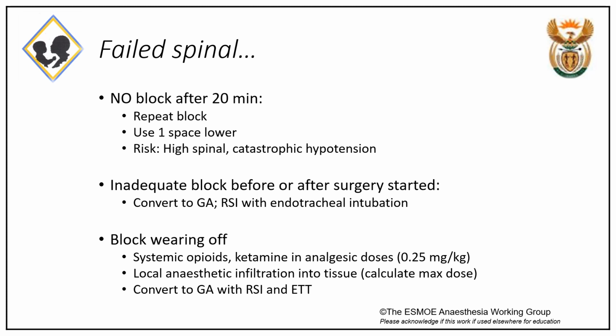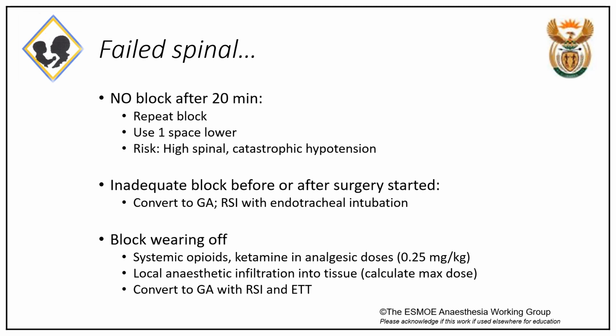In an elective case, or a case where surgery can wait, it will be wise to bring the patient back for a cesarean section later. An inadequate block before or after surgery has commenced is best managed by converting to a general anesthetic with endotracheal intubation. If surgery is prolonged, the spinal may start to wear off.